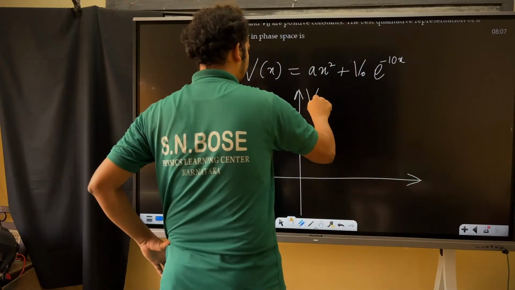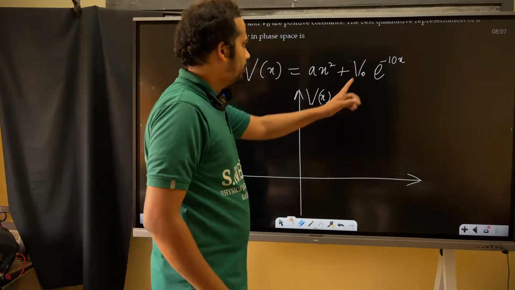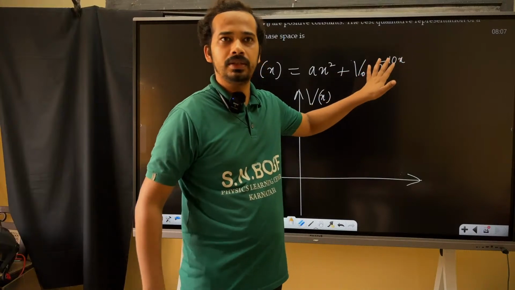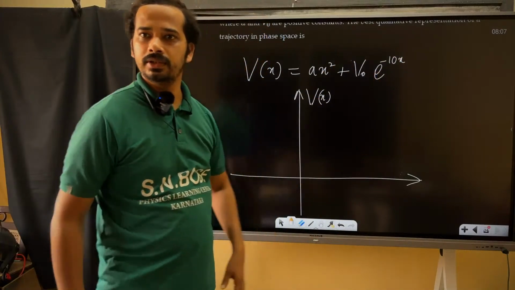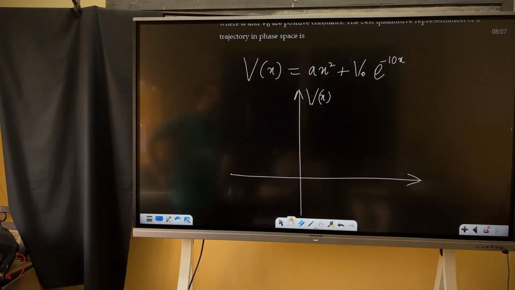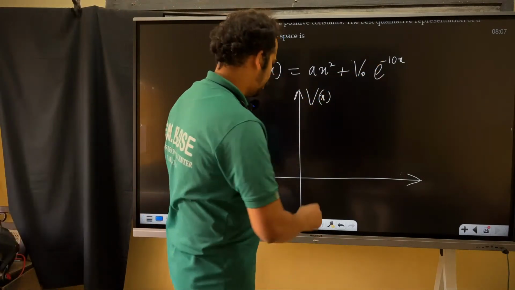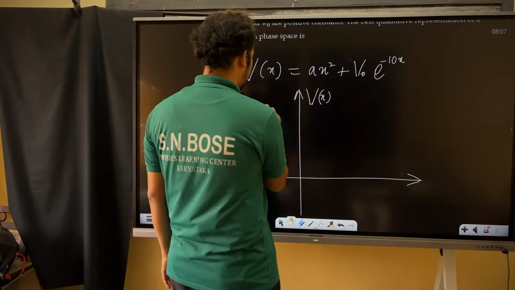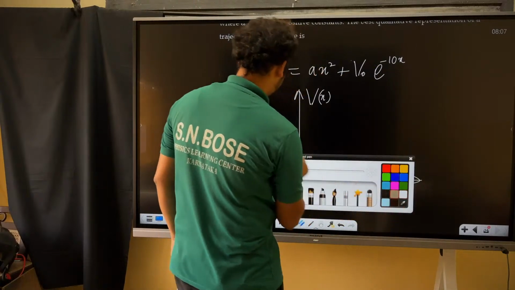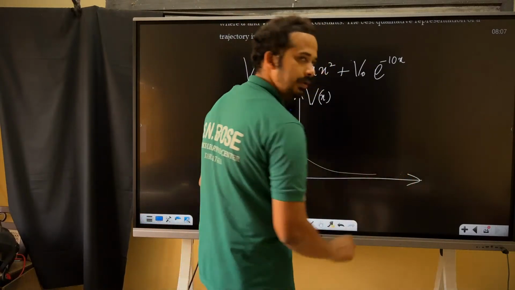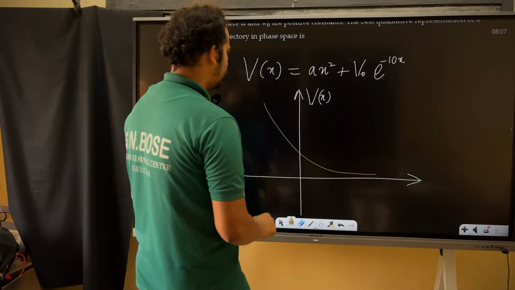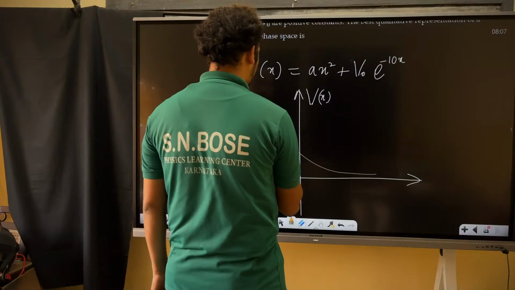V of x. When x is positive, this is quite low. It is almost parabolic, isn't it? When x equal to 0, it is having some positive value. So that's why, let me first draw that exponentially decreasing function. Then I will draw my parabolic function.